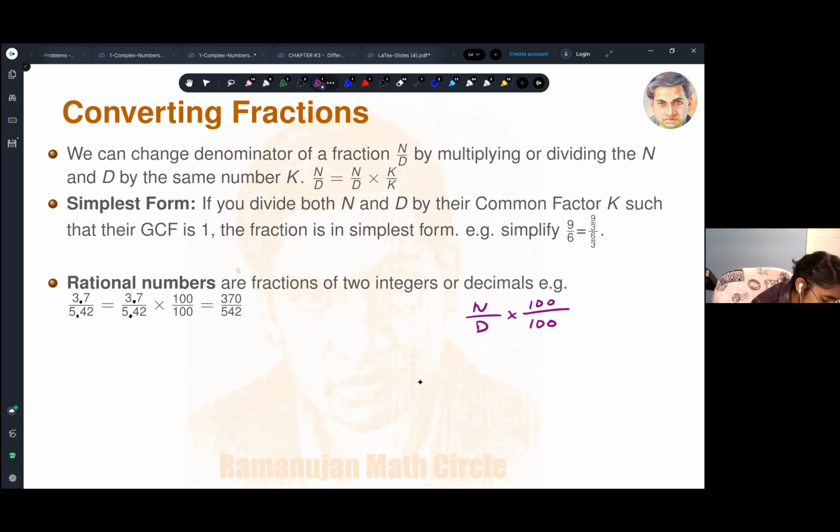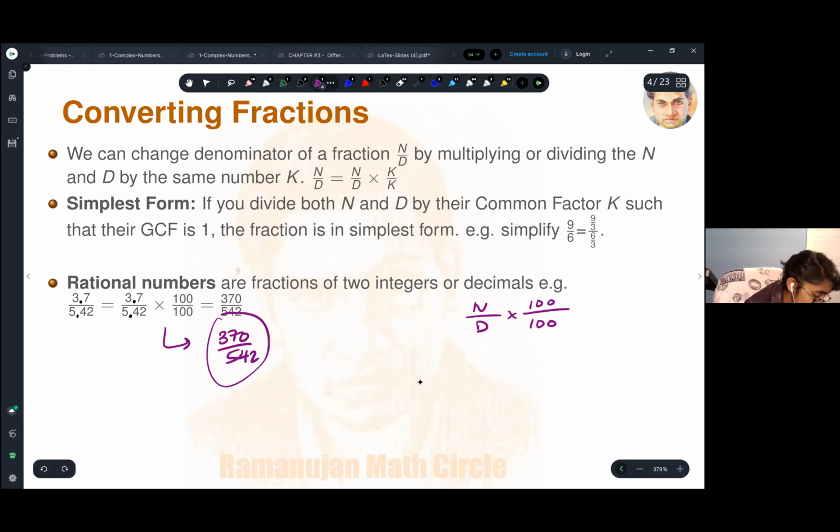At the beginning, it might seem difficult to remember because you might automatically multiply the entire thing by something, but you need to constantly remember to multiply the numerator and denominator by the same number. When you do so, you get 370 over 542, and this is a rational number. A rational number, all it means is that you can always represent a certain number by p over q, where p and q are integers.